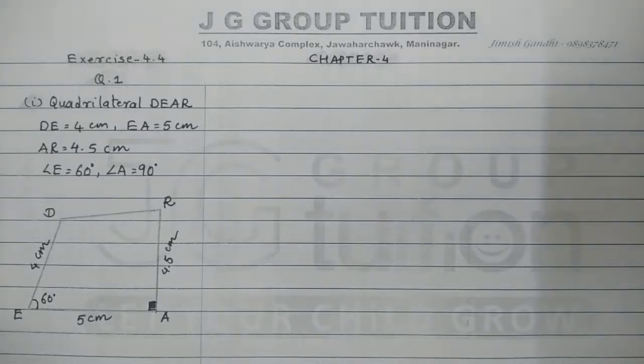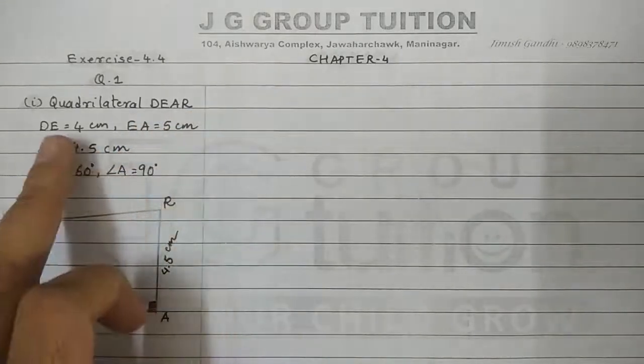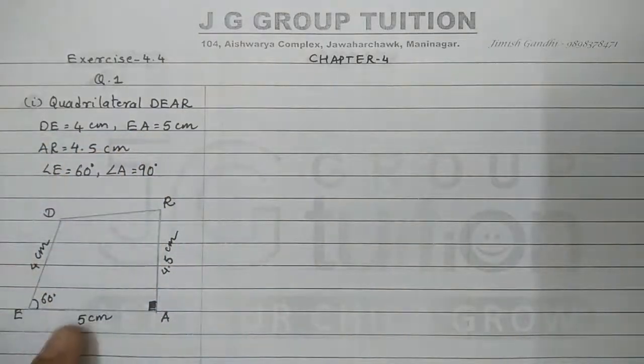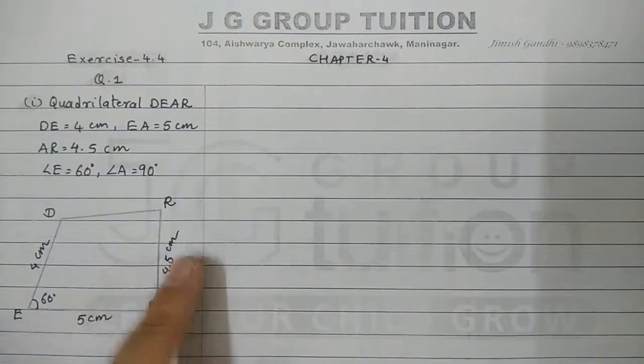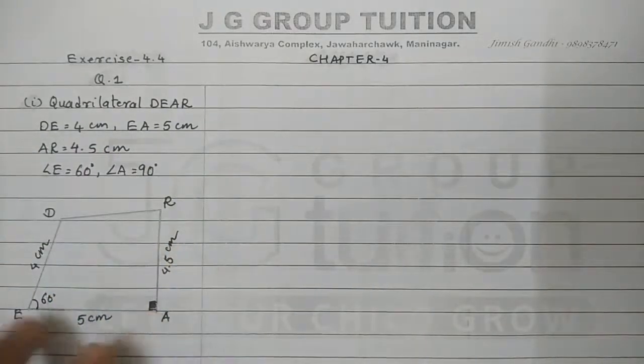Students, let us start with the new exercise today of chapter 4, that is exercise 4.4. Again we have to construct a quadrilateral. It's a normal convex quadrilateral named DEAR, where you can see the length of three sides, that is DE, EA and AR are given. And the two angles, that is angle E and angle A, are given.